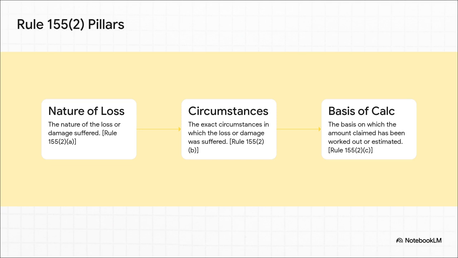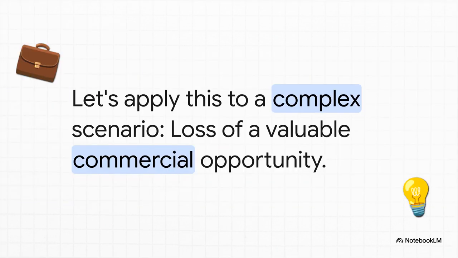These are the 3 pillars of Rule 155, Subrule 2. First, under Subrule 2A, you've got to state the nature of the loss. Second, under 2B, the exact circumstances in which it happened. And third, under 2C, the basis for how you calculated it. All 3 are mandatory. So that's the theory, right?